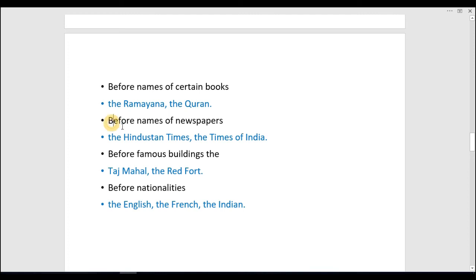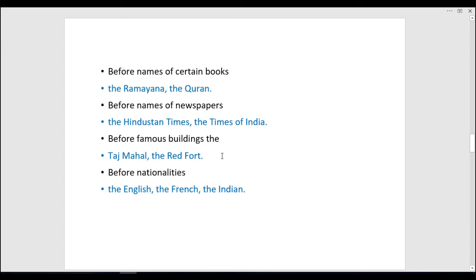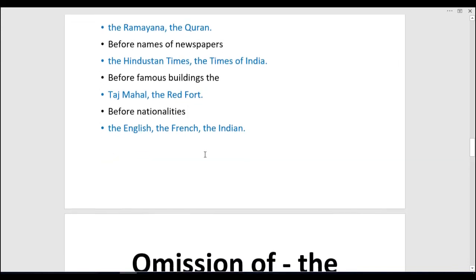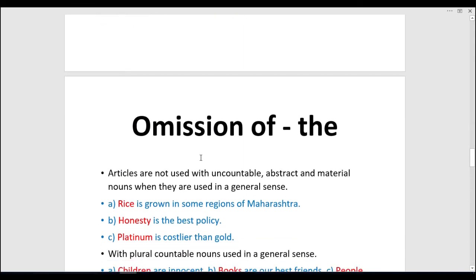Next use before the names of newspapers, for example the Hindustan Times, the Times of India, and so on. Next, before the famous buildings, for example, the Taj Mahal, the Red Fort, the Great Wall of China, and so on. Before nationalities, when we talk about nationalities, we use the, for example, the English, the French, the Indian, and so on. Now let's study the omission of the.